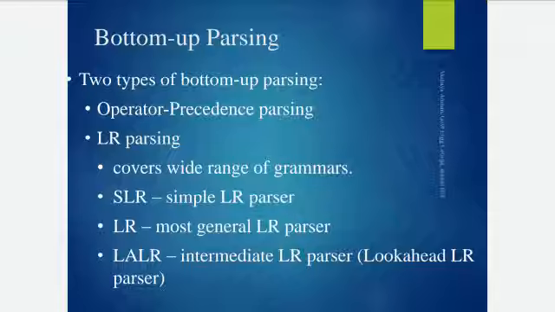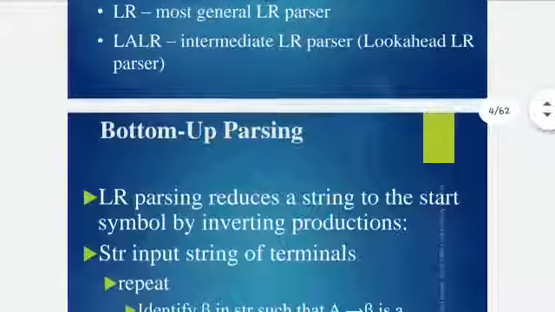There are two types of bottom up parsing. The first one is operator precedence parsing, and the second one is LR parsing. In LR parsing, different types are available, that is LR(0), LR(1), then SLR and LALR. We will discuss these things in detail in the upcoming lectures.